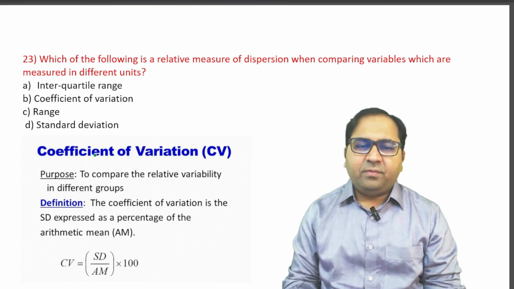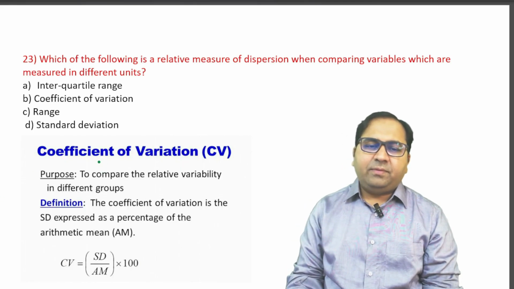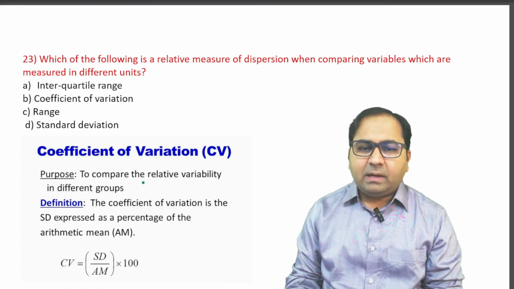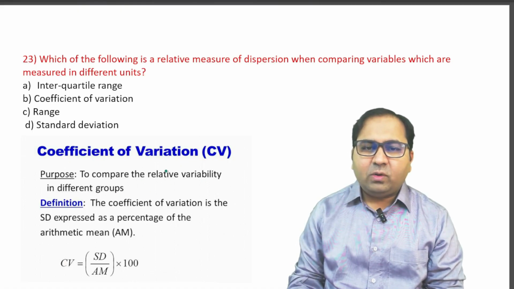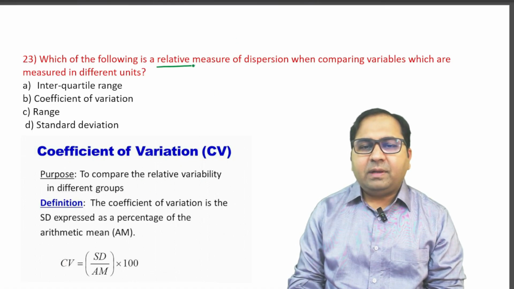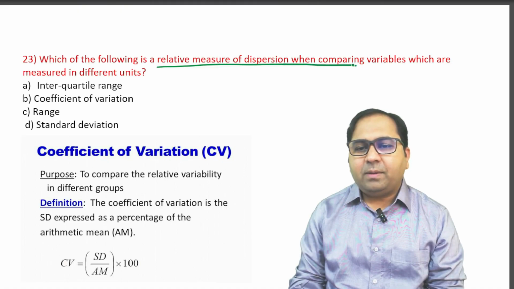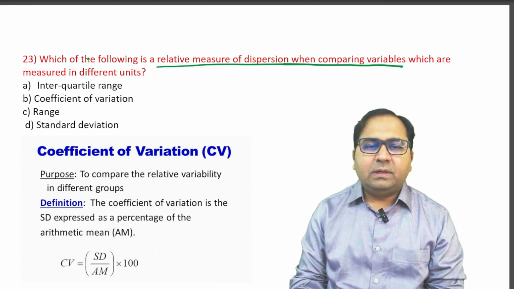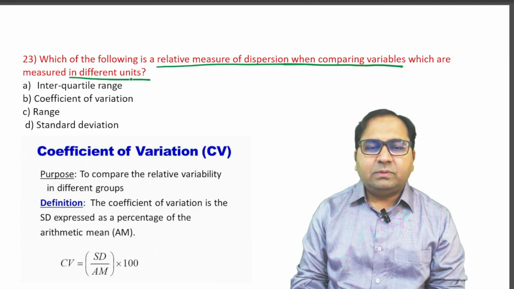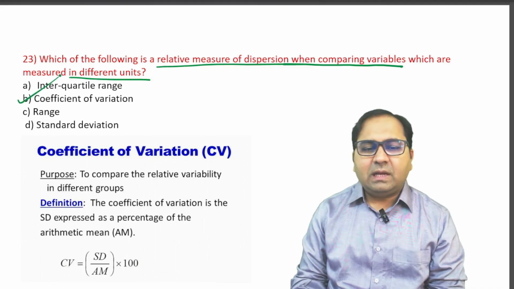See over here, coefficient of variation. The purpose of CV, that is coefficient of variation, is to compare the relative variability in different groups. They ask the same thing, relative measure of dispersion when comparing the variables in different groups, in different units. So you take coefficient of variation as the answer.